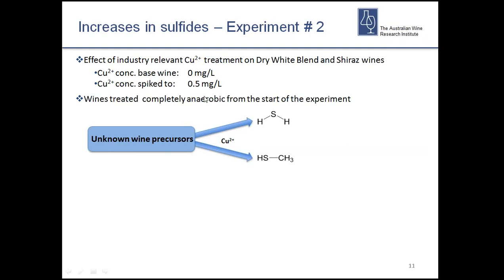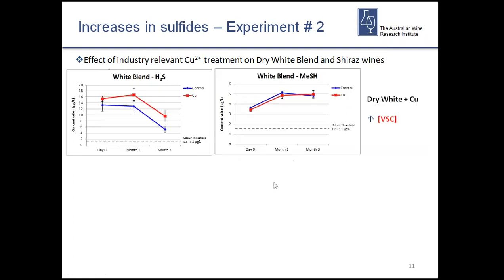So in this experiment, everything was treated anaerobically from the start of the experiment, because we didn't want to see the impact of oxygen again on our experiment, and we measured our hydrogen sulfide and our methanethiol concentrations. So this experiment is still in its early days. We've only got 3 months of data, but already we can see the impact of copper on these wines.